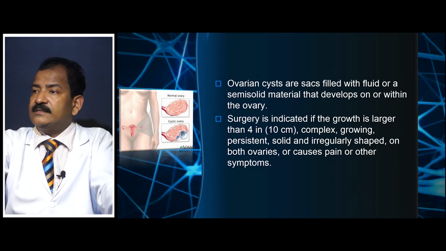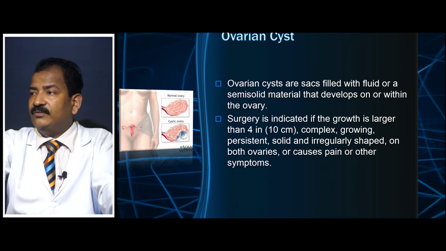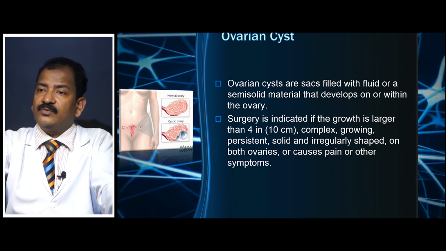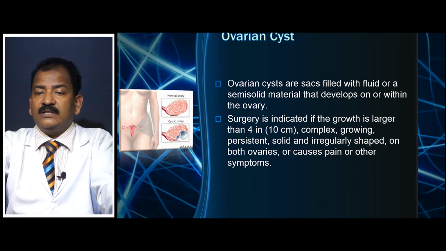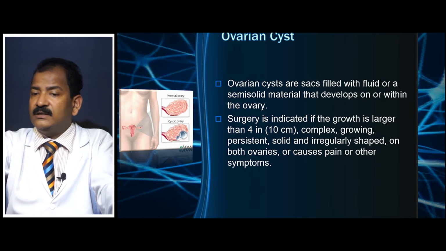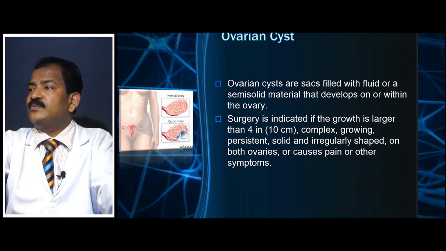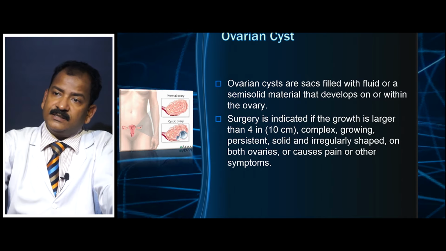The definition: an ovarian cyst is a sac filled with fluid or semi-solid material either within or over the surface of the ovary. Surgery is indicated if it is larger than 10 centimeters; it varies book to book, 5 to 10. If it is growing, if it is persistent, if it is irregular, if it is symptomatic.